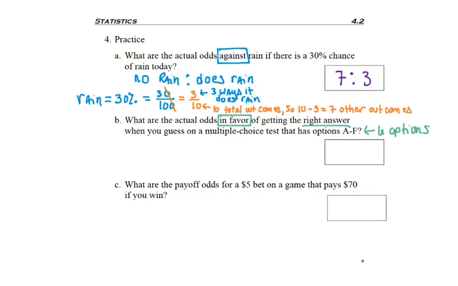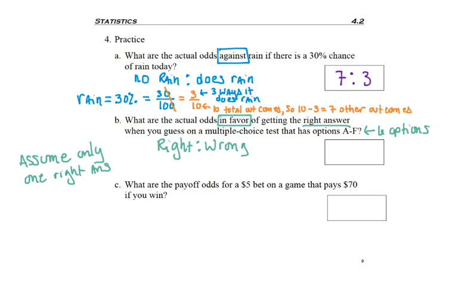So keep in mind there's 6 options. A, B, C, D, E, F is 6 different things you can choose between. And we're going to assume there's only one right answer. So if we want odds in favor, we want right to wrong. So one of these selections will be right, but that means the rest will be wrong. 6 ways to answer minus the one that's right means the other 5 choices are wrong. And so the odds in favor of getting the right answer when you guess out of 6 choices is 1 to 5.